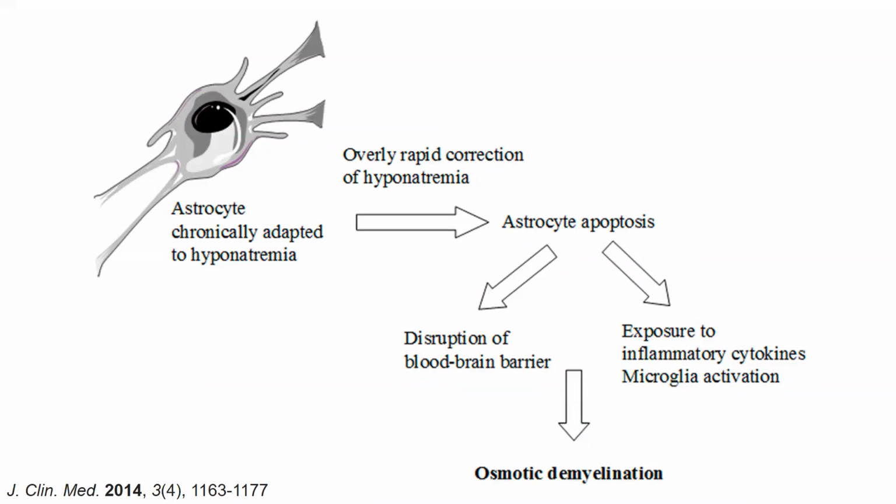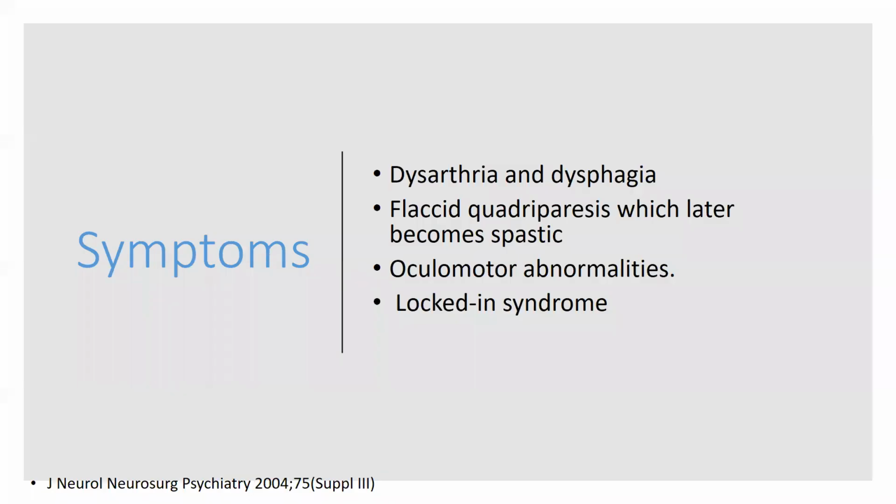Another theory is that astrocyte apoptosis can happen and cause disruption of the blood-brain barrier, or there may be inflammatory or cytokine activation as well, causing osmotic demyelination. With all these theories, there is no clear answer. Symptoms are not specific. It could have dysarthria, dysphagia, flaccid paralysis. It can be spastic later. Can have ocular symptoms or locked-in syndrome.